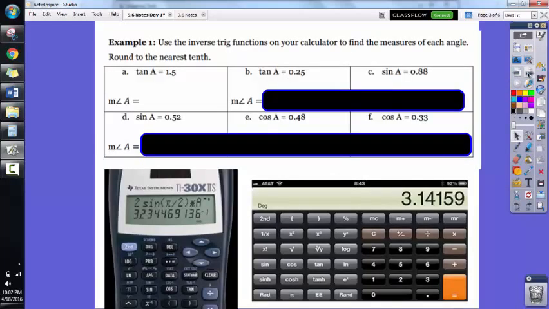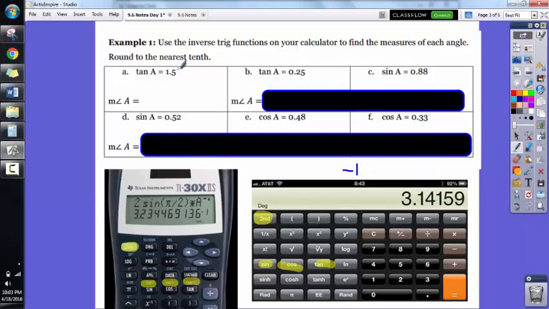Right now we're just going to practice using the inverse trig functions on your calculator so that you can get used to using that. If you have the TI-30X, what you first need to push is the shift button, and then right above sine is the sine inverse, right above cosine is the cosine inverse, and right above tangent is the tangent inverse. If you're using a different calculator, most often you need to push shift, and then the sine, cosine, and tangent will change to have a little -1 next to them. That stands for inverse.